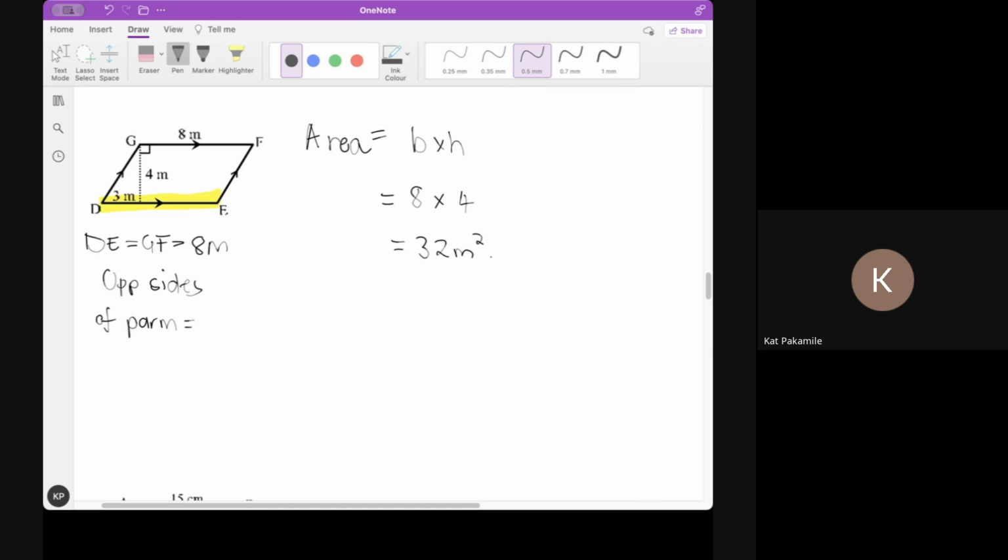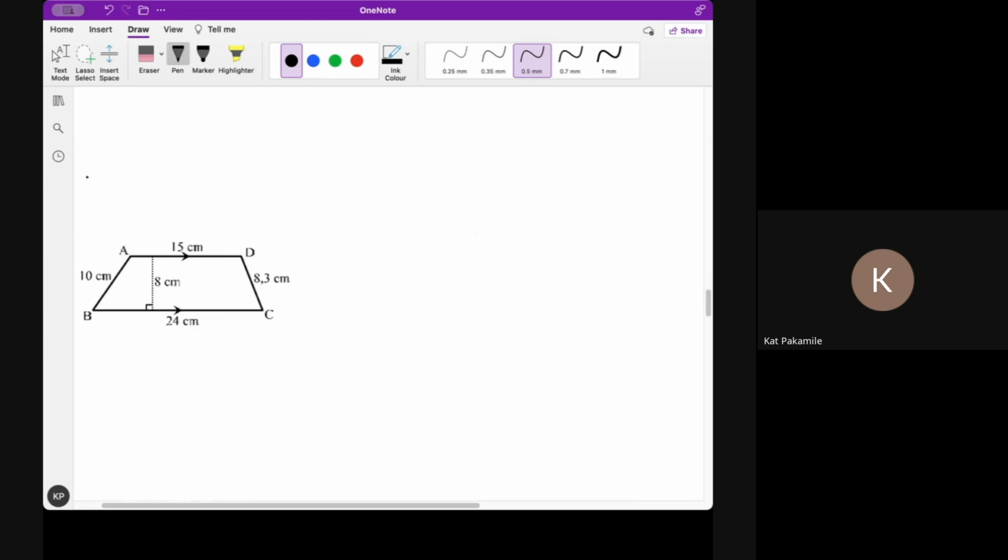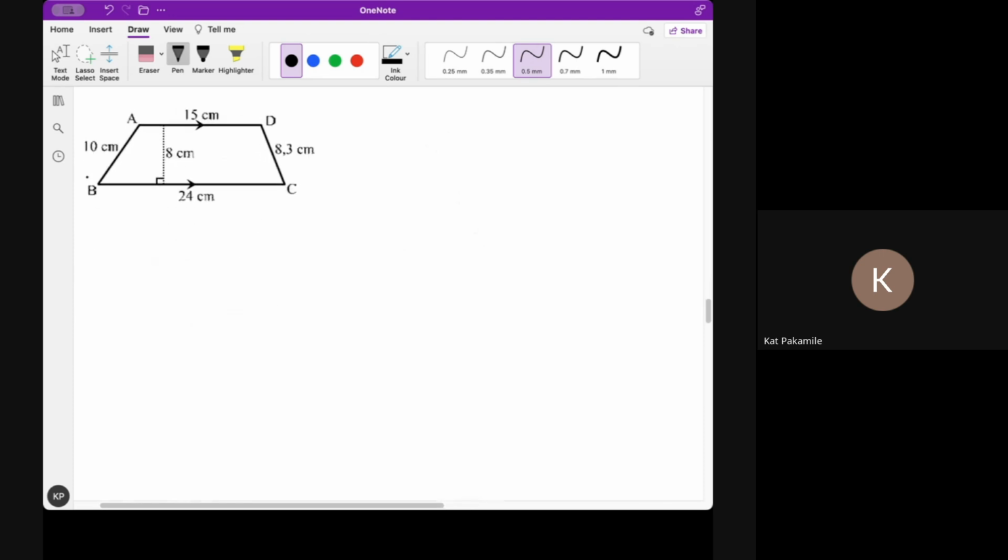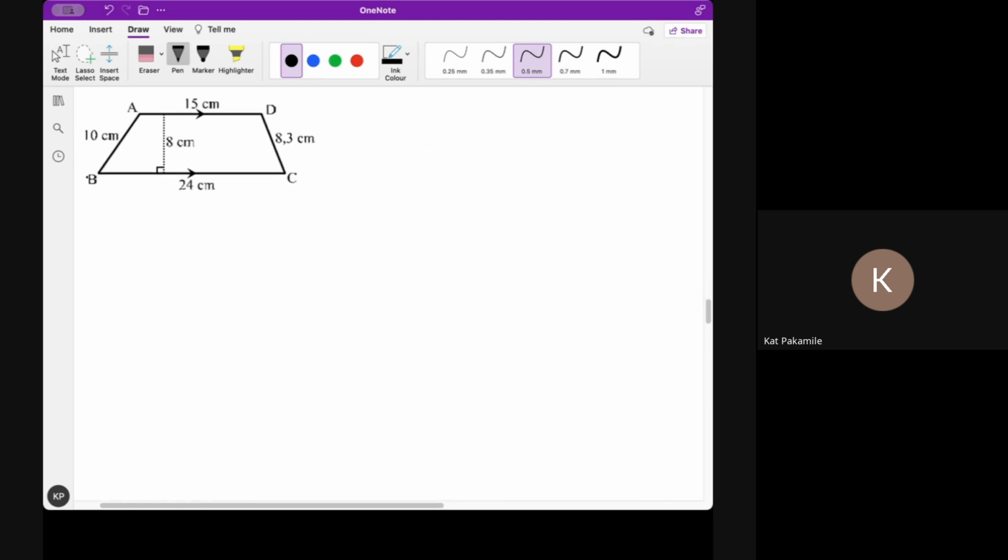Great, great, great stuff. And now we move on to the other one that we haven't done yet. What shape is this called again? There's only one pair of parallel sides that are opposites and parallel. It's a trapezium.